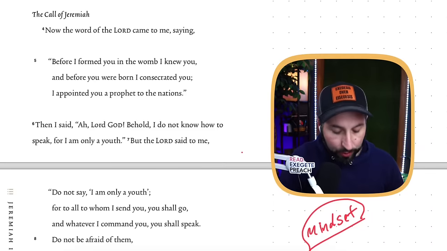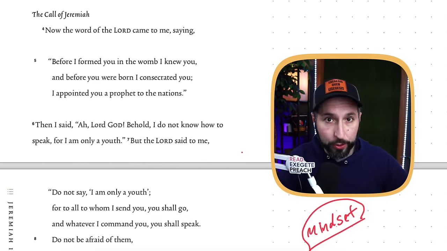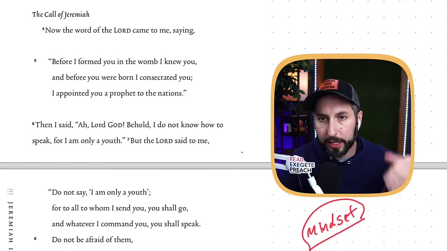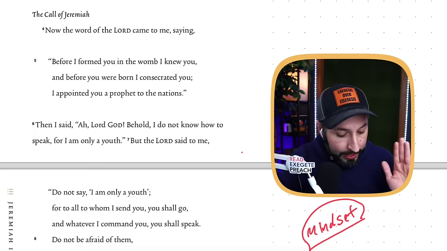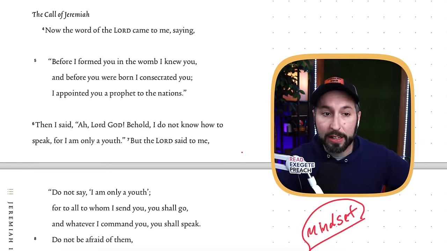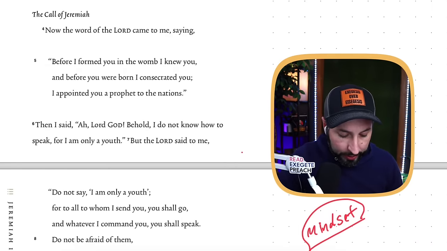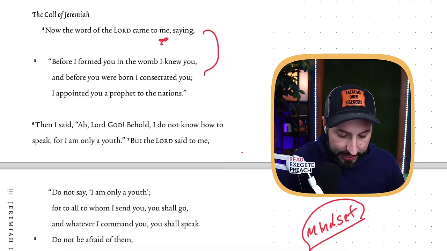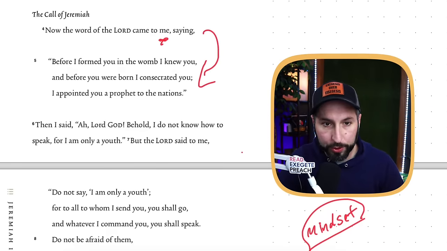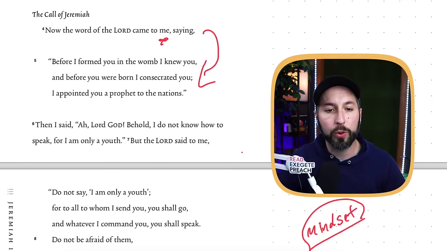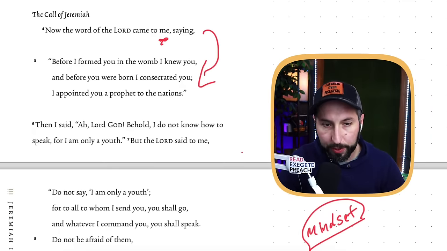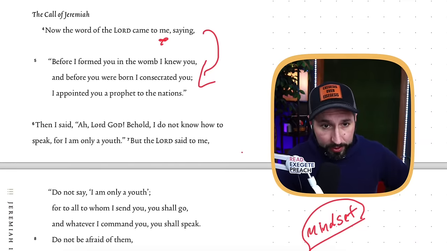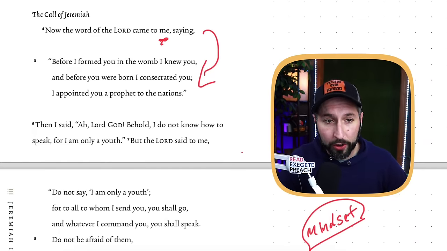So now we've already talked about this a little bit, right? 1 through 3, we've already set up the basis of who this is, when this is happening, who's king, all of this. We've already set up the timeline. Now, this is the first thing outside of that timeline. Now, the word of the Lord came to me. We know this is Jeremiah. The word of the Lord came to Jeremiah saying this, right? Before I formed you in the womb, I knew you. Before you were born, I consecrated you. I appointed you as the prophet to the nations. Some things are already being set up right here, right? So we are already set up.